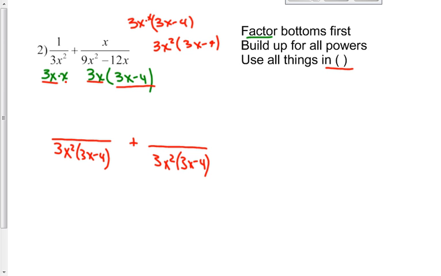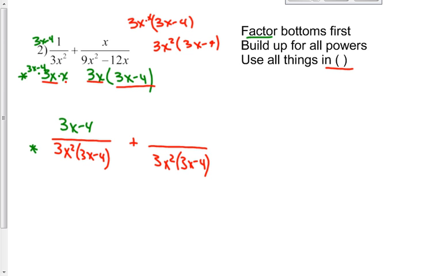Now I need to do my comparing. In the first fraction, I have 3x squared. I need it to be 3x squared and the 3x minus 4. So what's missing? What could I multiply this first one by to come up with this second one? Well, the only thing that's missing is the quantity of 3x minus 4. So that's what I need to multiply by in both the top and the bottom to give me my new bottom, 3x minus 4 times 3x squared. So on my top, 3x minus 4 times 1 is just that, 3x minus 4.